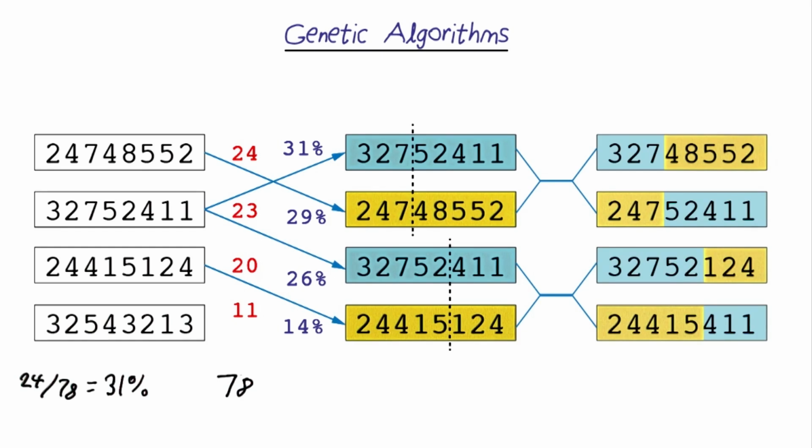Then for the second child, we take the first part of the second parent and add it to the last part of the first parent. We do the same process with the second set of parents here.